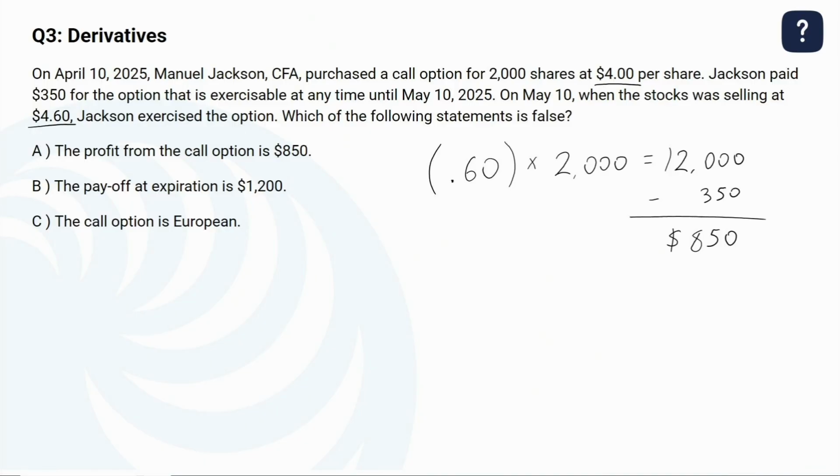It says that it's exercisable at any time until maturity. So it's an American call option, not a European option, which would be exercised only at maturity. The payoff at expiration of $1,200, that is correct. It says payoff, not profit. So the payoff is indeed $1,200. The profit is $850, which backs out your premium. Both of these are true. The one false statement is that the call option is not European. It's an American option since it notes it can be exercised at any time until the maturity date.